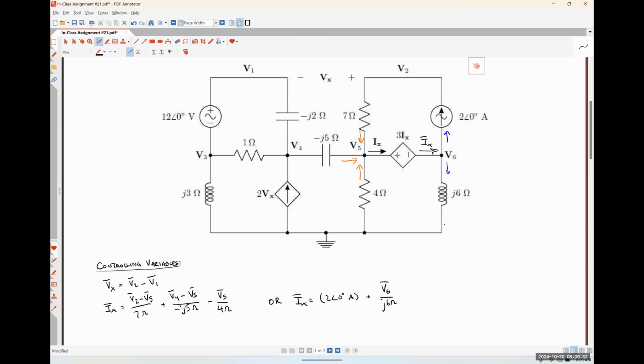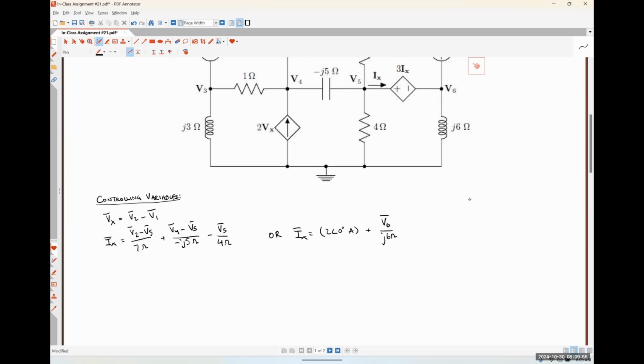So when we're setting up our system of equations in MathCAD, we would use either of these two equations for Ix. We would not use both because there's literally no point in using both. Okay. So now that we have our controlling variable relationships done, we're going to write our voltage relationship equations.